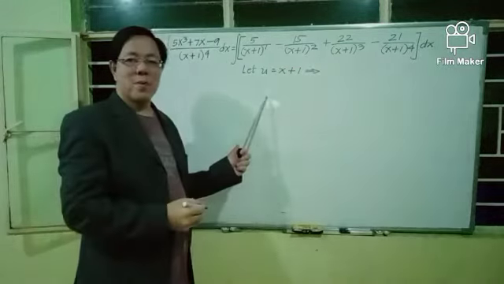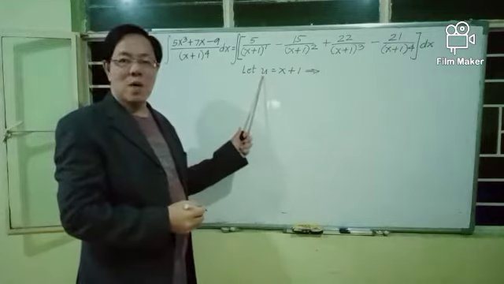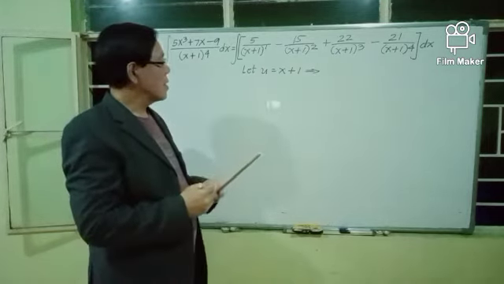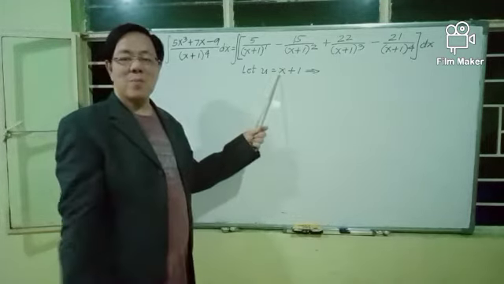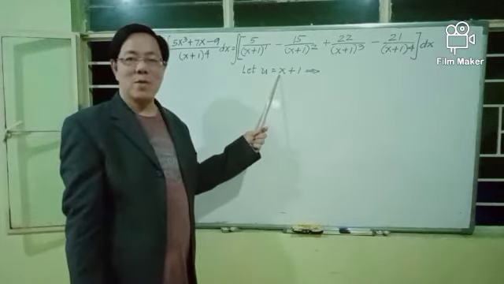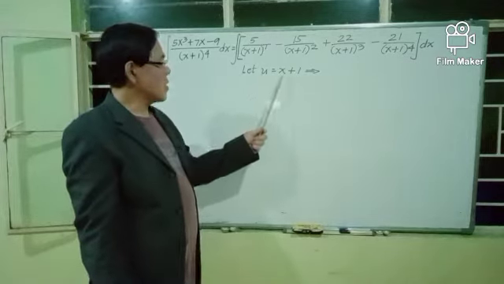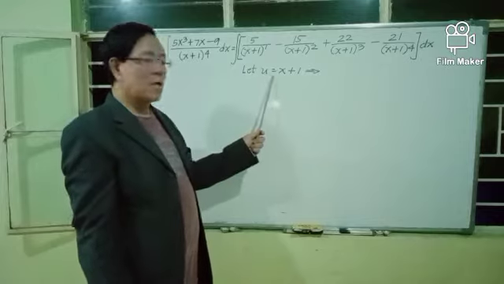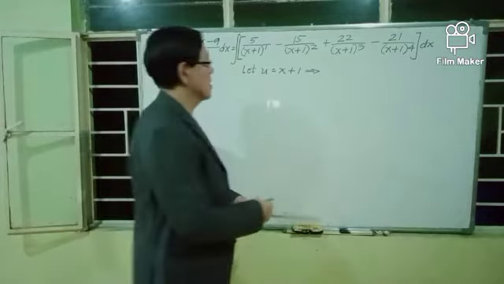And we differentiate both sides. Derivative of u is 1 multiplied by du, equals derivative of x is 1 multiplied by dx. Hence, differentiating both sides, we get du is equal to dx.